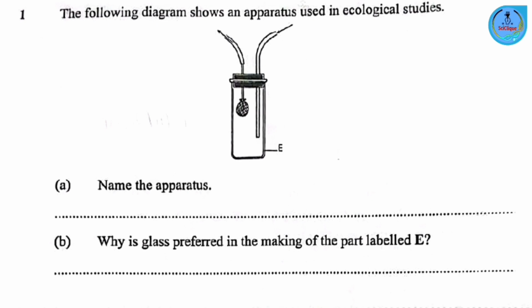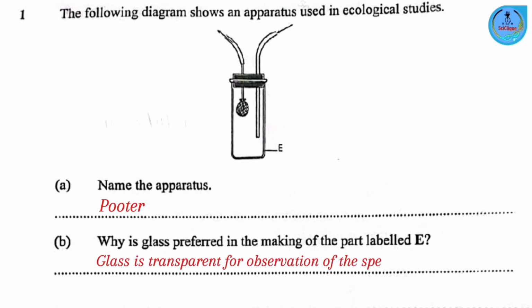The following diagram shows an apparatus used in ecological studies. Part A. Name the apparatus. This is the pooter. Part B. Why is glass preferred in the making of the part labeled A? So glass is transparent. That means that you can easily look through it in order to observe the specimen, in order to study the features of the specimen and so on. And that is the reason why a lot of apparatus are made from glass.